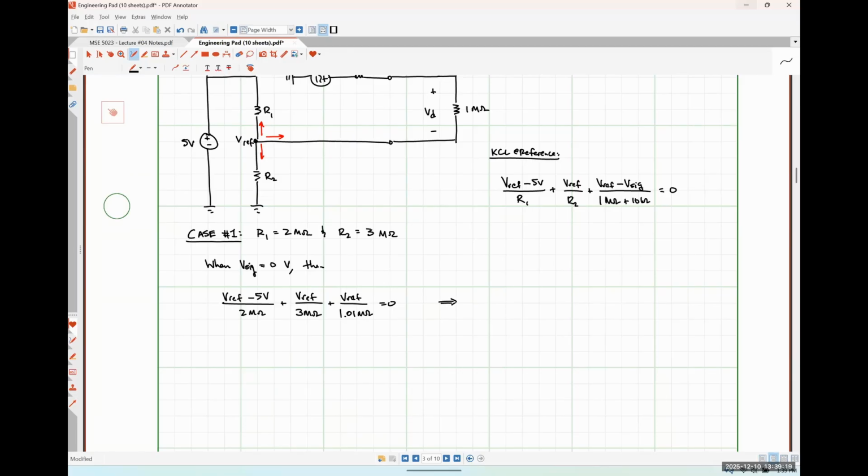And if we solve that equation for Vref, we'll find that Vref is 1.371 volts, which is pretty far away from the expected value of 3 volts that we were trying to get with that voltage divider ratio, right?